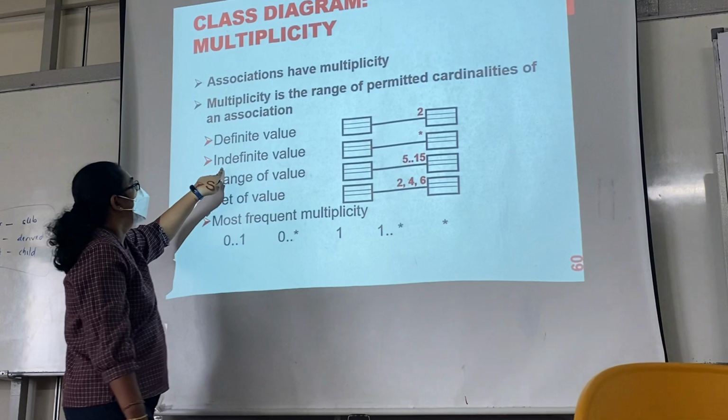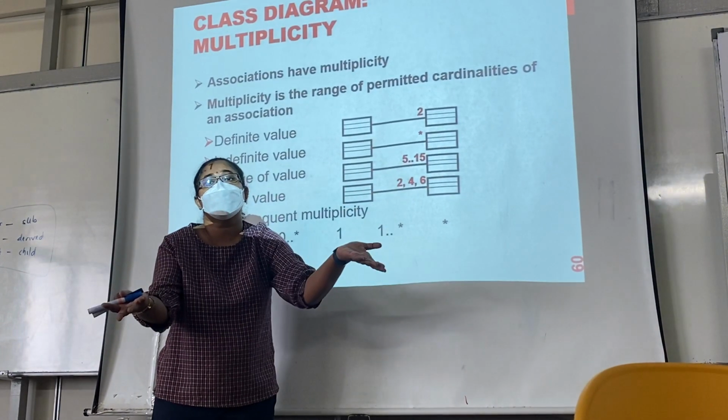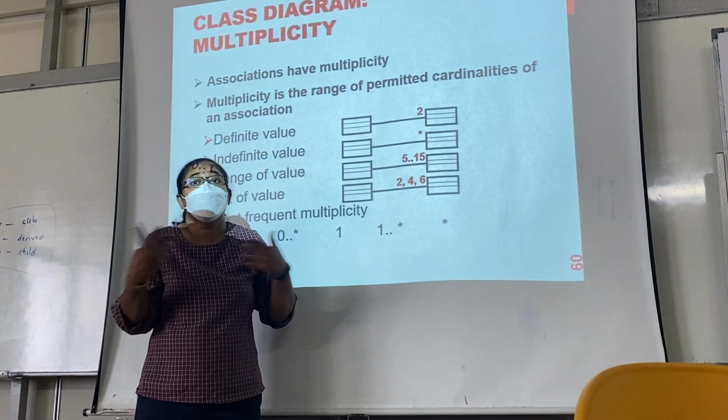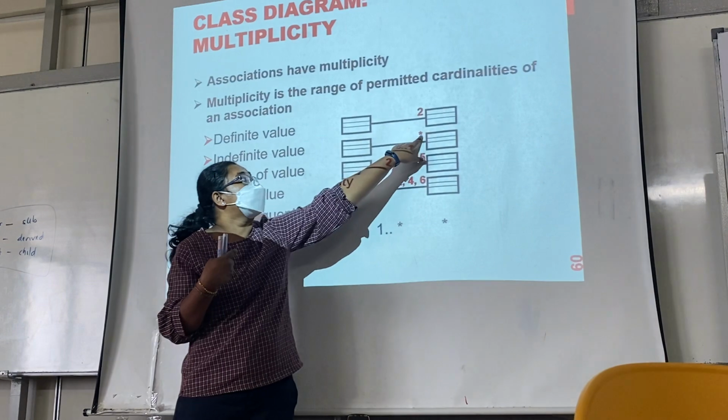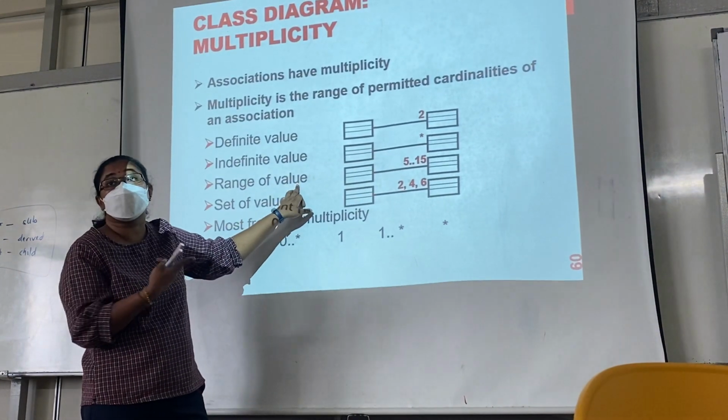Second way, indefinite value, which we always use. Like the number of orders. Can you tell me how many orders I will make? Many. I don't know. Even I don't know. So I can use many. Third one, range. This is interesting.